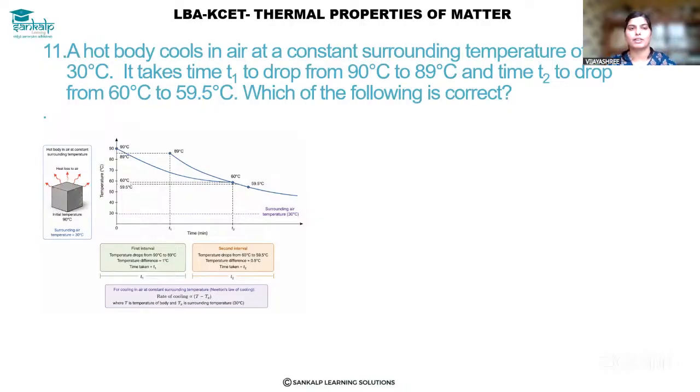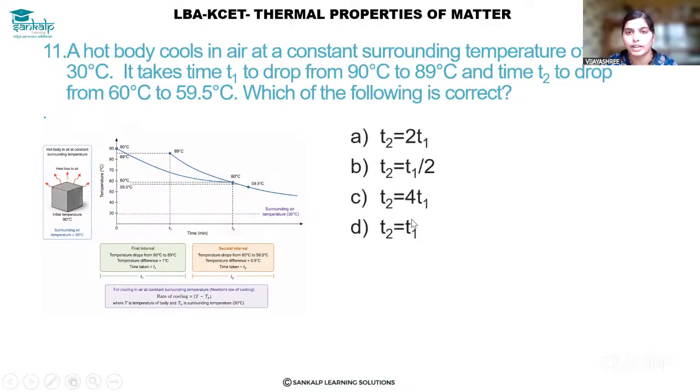Let us see question number 11. A hot body cools in air at constant surrounding temperature of 30 degrees Celsius. It takes time T1 to drop from 90 degrees Celsius to 89 degrees Celsius and time T2 to drop from 60 degrees Celsius to 59.5 degrees Celsius. Which of the following is correct? Option A, T2 is equal to 2 times T1. Option B, T2 is equal to T1 by 2. Option C, T2 is equal to 4 times T1. And option D, T2 is equal to T1.